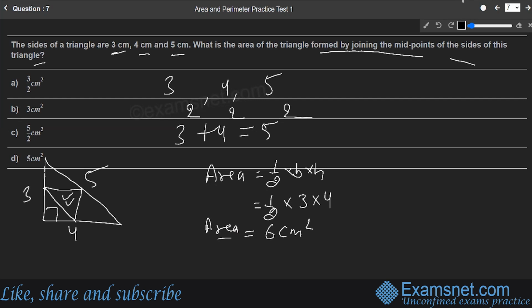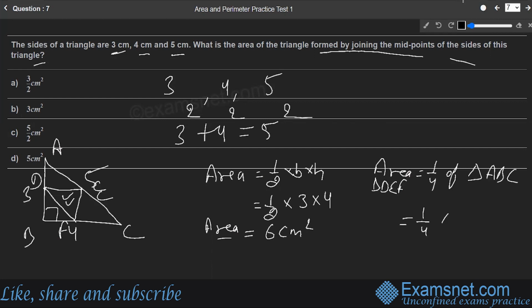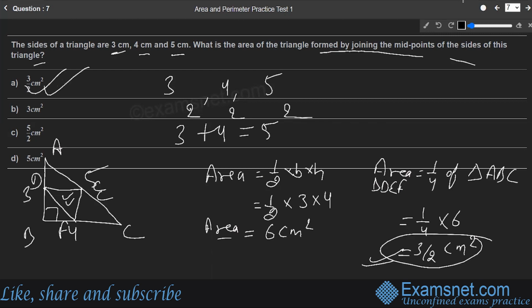So we can say that the area they are asking in the question is actually 1/4 of the whole triangle area. Let's say the triangle was ABC, and we are discussing the area of DEF here. So the area of triangle DEF is equal to 1 by 4 of triangle ABC. So it is 1 by 4 of 6, that is nothing but 3 by 2 centimeter square. So that is the right answer, which is available in option number A.